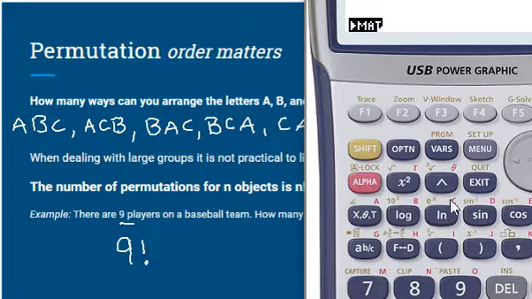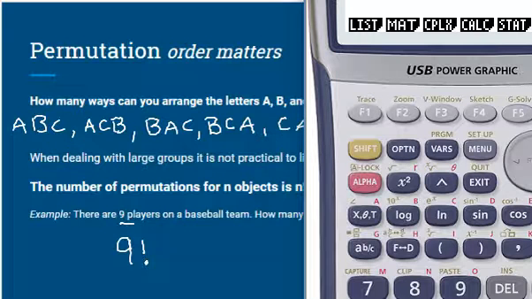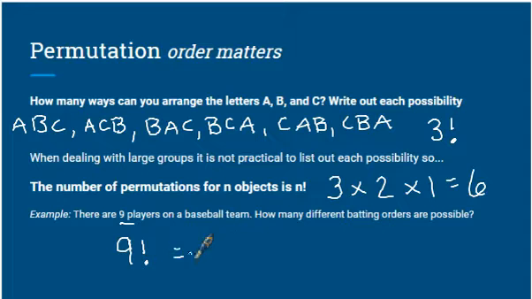Okay, so I want 9 factorial. I'm going to hit the option button right here, and I need to go over, so that's F6, until I see probability. I want to pick F3, and that button right there is factorial. So if I want 9 factorial, I'm going to type 9, and then F1 will give me that factorial, and 9 factorial is 362,880. So out of those 9 different baseball players, I could come up with 362,880 different orders to put them in.